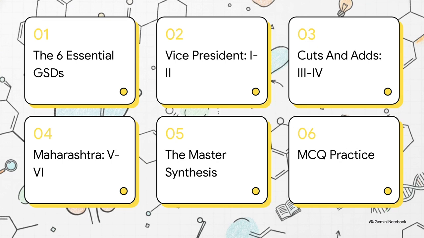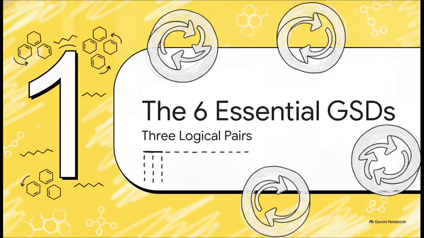Here's our agenda. 1. The 6 essential GSDs. 2. Vice President, types 1 and 2. 3. Cuts and Adds, types 3 and 4. 4. Maharashtra, types 5 and 6. 5. The master synthesis. And 6. MCQ practice and answers.